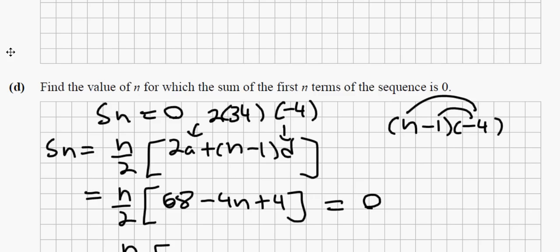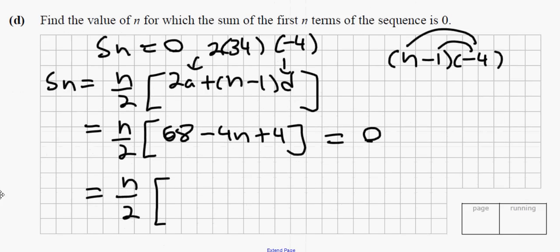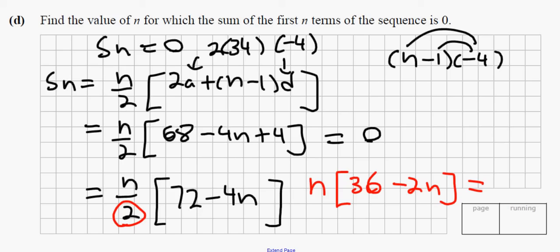well this has to be equal to 0 and what this will break down to is n over 2 times 72, 68 plus 4 is 72, minus 4n. And this all has to equal 0. Now we can get rid of the 2. So we can divide 72 by 2 and then divide 4n by 2 and then we have 36 minus 2n.